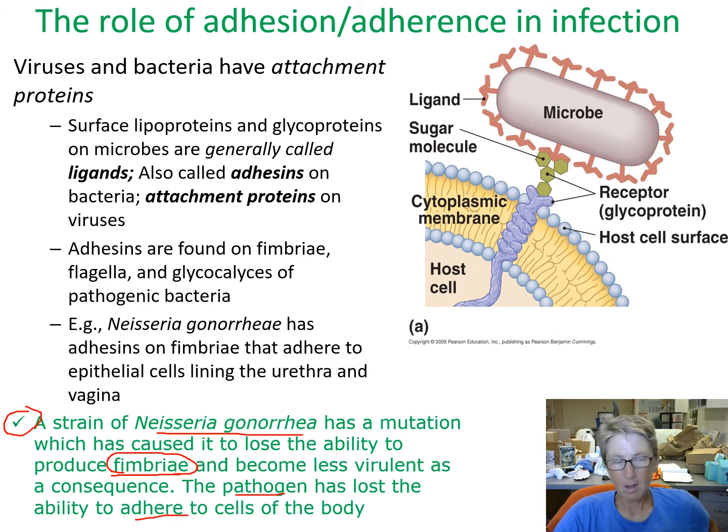Okay. And it just says here, for example, Neisseria gonorrhea has adhesins that are on fimbriae. So they've got adhesion proteins on the fimbriae that allow them to adhere to epithelial cells lining the urethra and vagina.